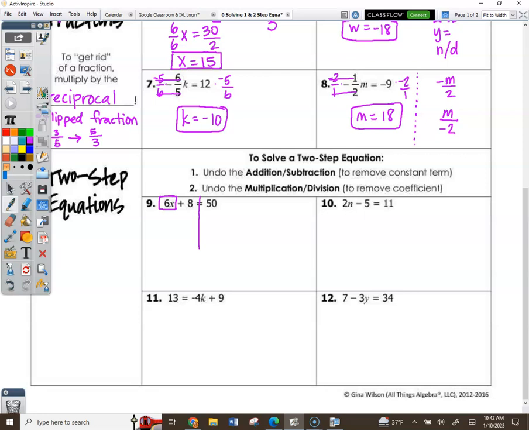That's when you're simplifying. We're not simplifying, we're solving. There's a difference. So I'm going to move the 8 by undoing it using what? Subtraction. Bring down exactly what you see. 50 minus 8 is 42. And then now we can move the 6. It's attached by multiplication. I'm going to move it by dividing.